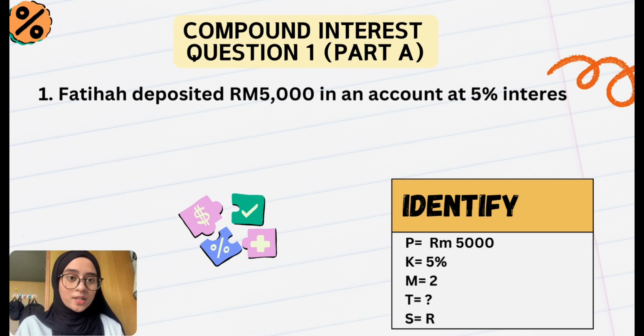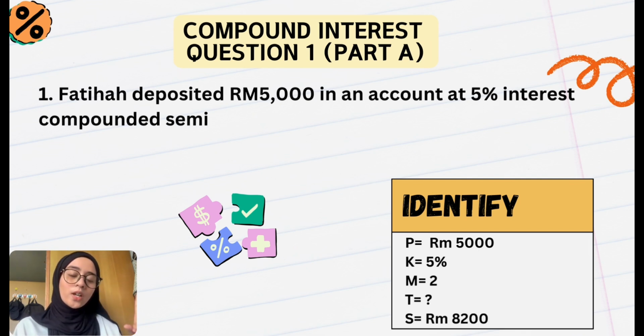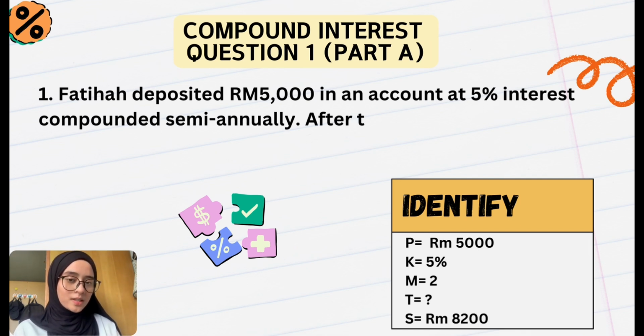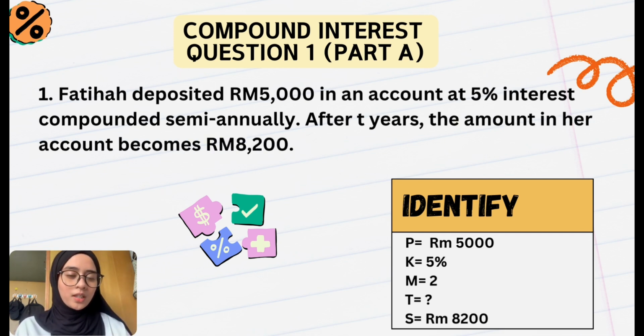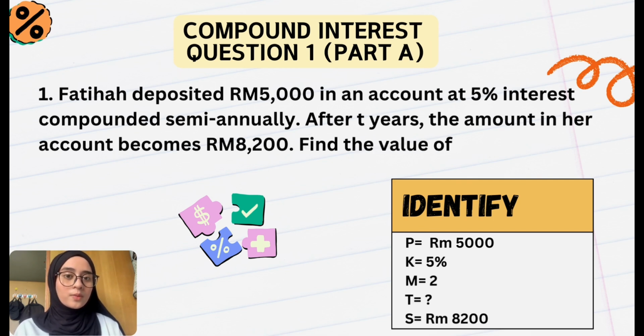Today, I will present and solve question number 1, which is compound interest. Now, let's see the question. Fatihah deposits 5,000 ringgit in an account at 5% interest compounded semi-annually. After 3 years, the amount in her account becomes 8,200 ringgit. Find the value of T.